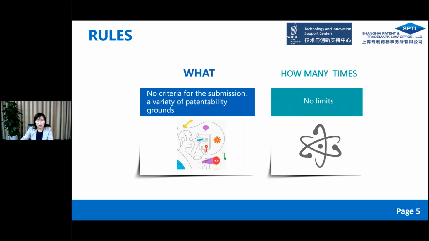What can we submit in the third-party observation in China? In China, the observation can involve various grounds for rejecting the application. That is, the observation can include any evidence and reasons that prevent the application from being granted or narrow the scope of protection of the claims. By the way, the observation in China can only be submitted to challenge an invention patent application. Utility model applications cannot be challenged.